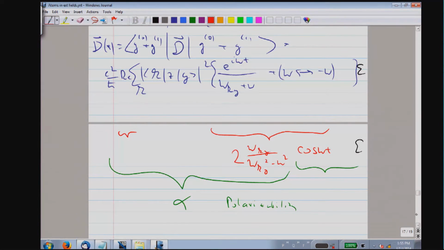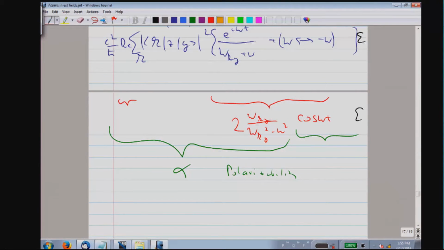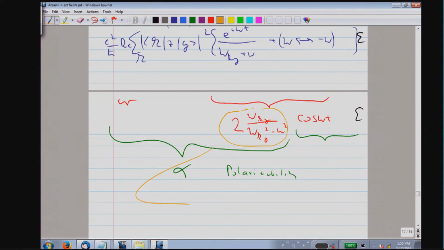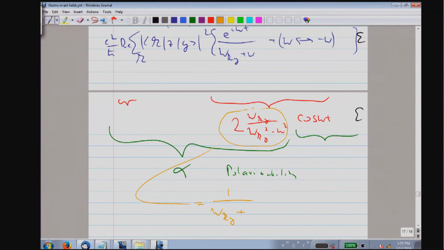Okay, this part here is how we often report it, and how you often find in textbooks the result, the frequency dependence of the AC polarizability. But I like to rewrite it now in a different way, which is identical.